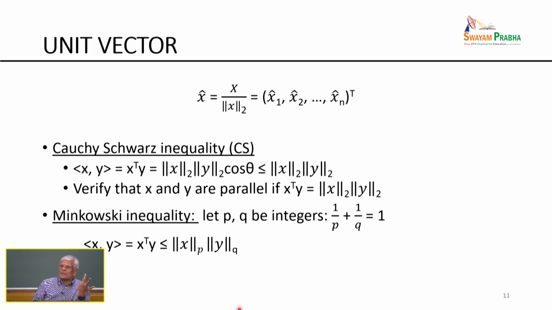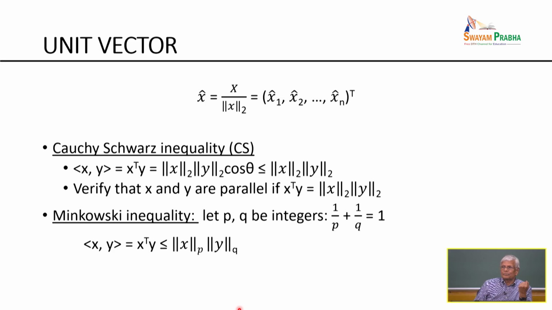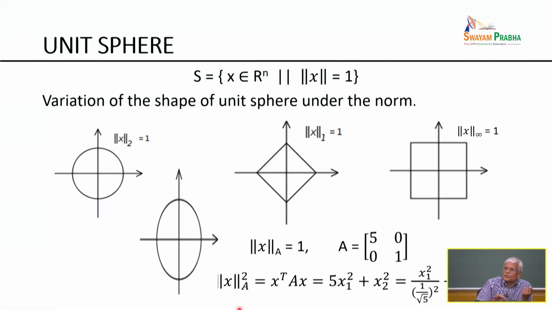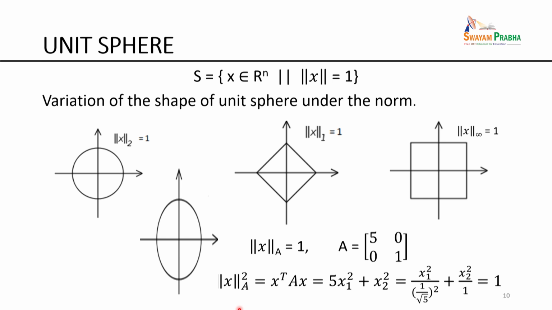So what is a unit vector? A unit vector is a vector divided by its length. So the standard unit vector is the unit vector in the 2 norm. I can have a unit vector in the 1 norm, unit vector in the 2 norm, unit vector in the p norm, unit vector in the infinity norm, unit vector in the energy norm. So if you go to this, what is this? Each picture tells you the locus of a unit vector. Are you with me? That's right.